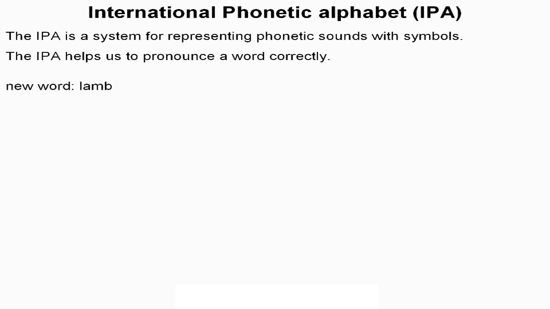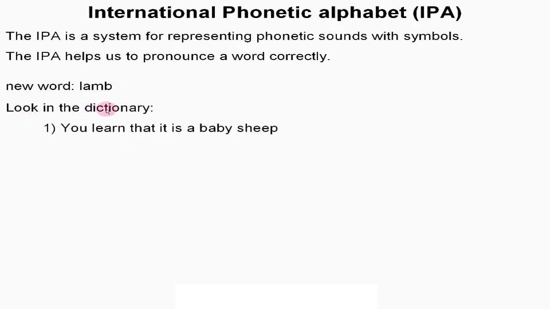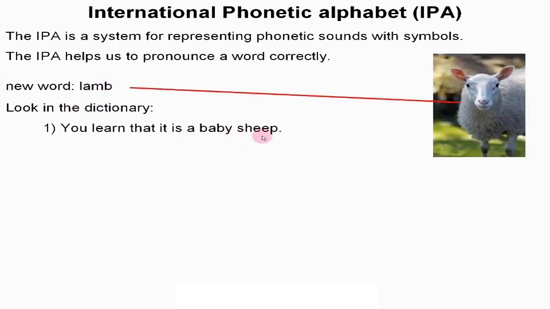For example, there is a new word. We see this new word in a book, and we do not know what it means, and we do not know how to pronounce it. So the first thing we do is look in the dictionary, and first of all we look at the definition, and we learn that it is a baby sheep. So this word here is a baby sheep.